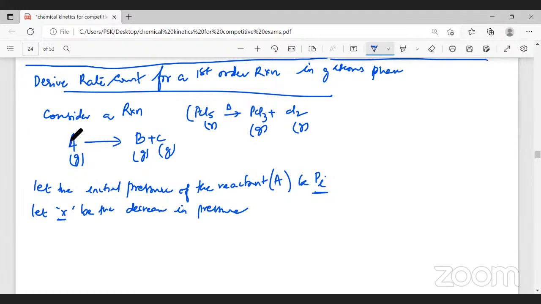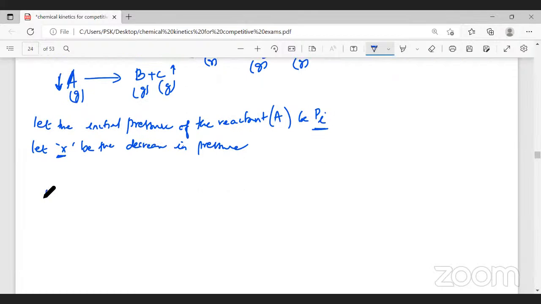That means there is a decrease in the pressure of what? The reactant. When there is a decrease in the pressure of the reactant, it means there is an increase in the product formation. So as product formation increases, pressure also increases. When the decrease in the pressure of the reactant is X, it means the amount of products formed will also be X. However much pressure is decreasing, that much pressure will be formed.